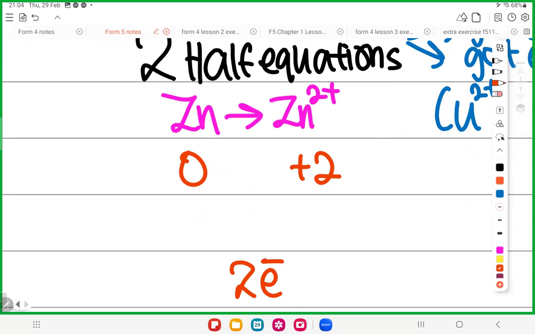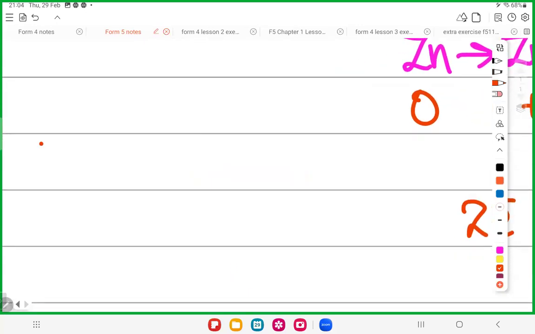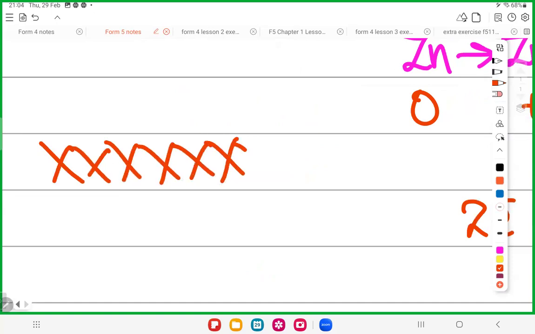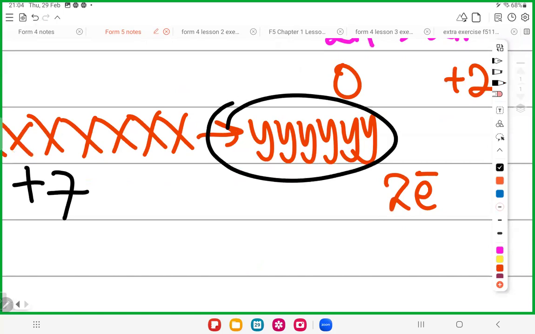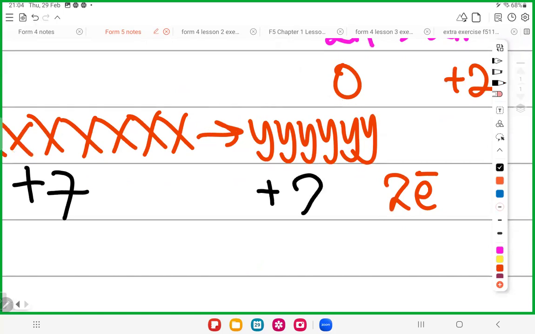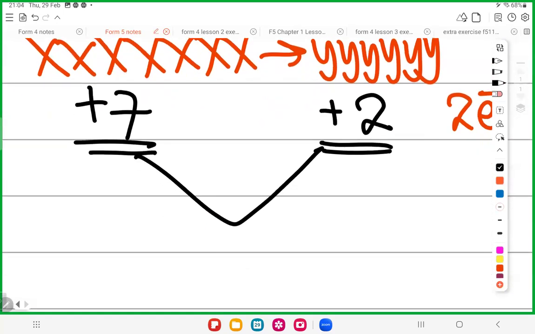When you know the gap between the left and right-hand side, you are able to know how many electrons you need. Example, let's say the left-hand side has something I didn't write out, and the right-hand side too. For example, left-hand side total charge is positive 7. Right-hand side total charge is positive 2. 7 and 2, the difference is 5. So we need 5 electrons.